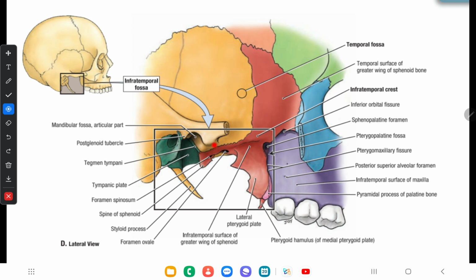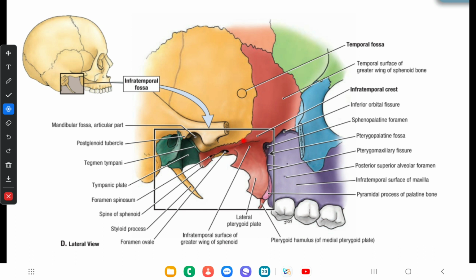The features of the roof are the spine of the sphenoid bone. Here, this is the spine of the sphenoid bone. Then the foramen spinosum, foramen ovale and infratemporal crest. What are the features of the roof of the infratemporal fossa? Here you can easily remember: the spine of the sphenoid bone, then here the foramen spinosum, foramen ovale and infratemporal crest. Those are in the medial aspect of the roof.